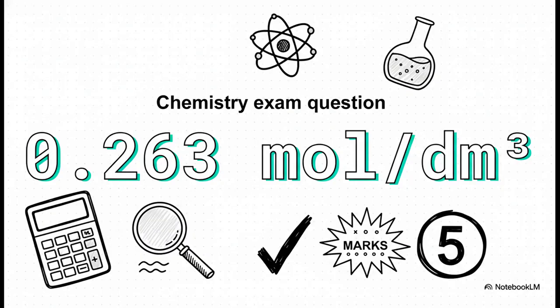And once you run the numbers through those 3 steps, and this is absolutely crucial, you round it to 3 significant figures like the question asked, you land on your final answer, 0.263 mole per decimeter cubed. And that's how you nail all 5 marks.